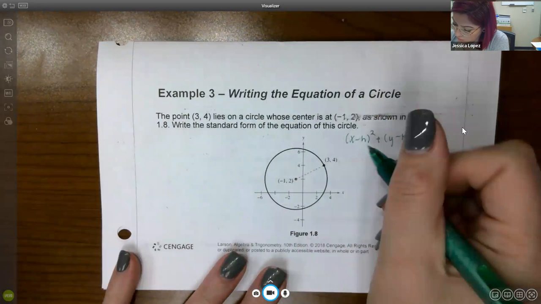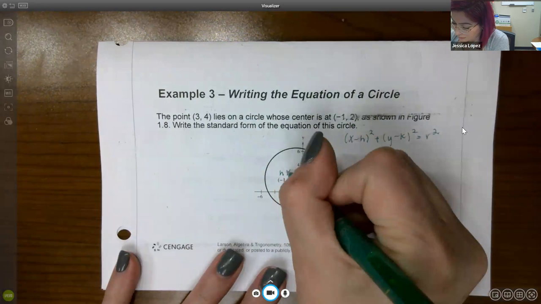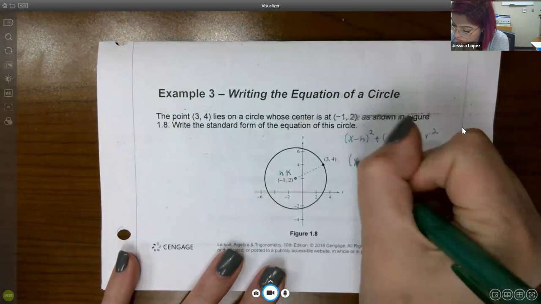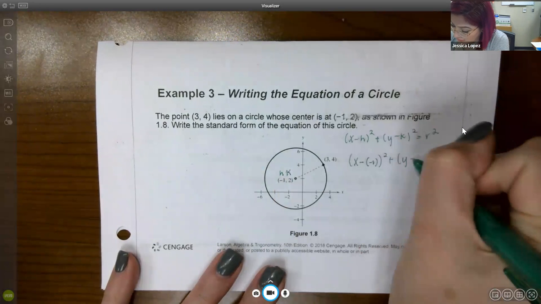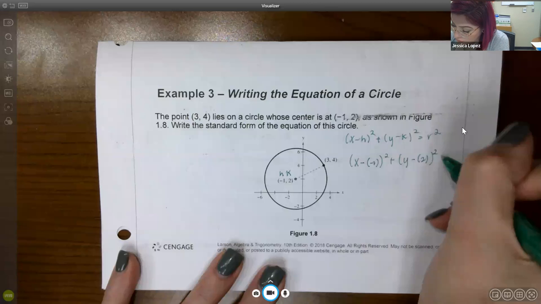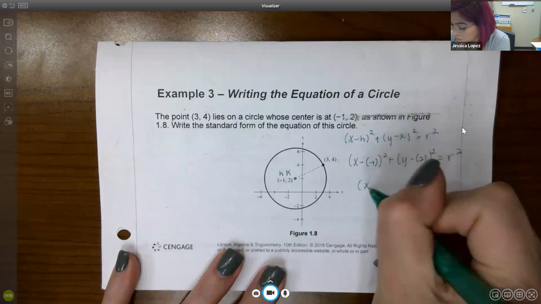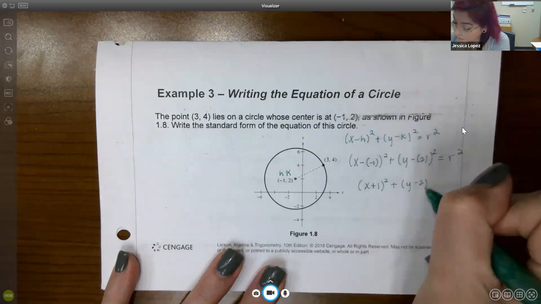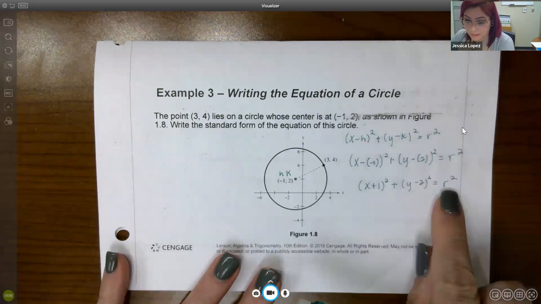And so I do know what the center is. So I do know what h and k are. So I can plug those in. I have x minus h, which is a -1. And then I have y minus k, which is a 2. I don't know what r squared is. So in this parentheses, I get (x plus 1) squared, and then I get (y minus 2) squared. I'm still stuck because I don't have the radius, okay?